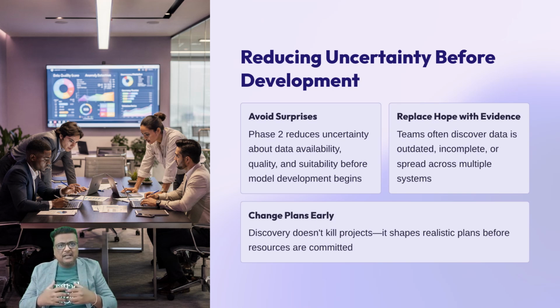The official study guide tells us that phase 2 exists to reduce uncertainty about data availability, data quality, and data suitability before model development begins. In simple English, this means we are trying to avoid surprises later. You might have seen teams say, we have tons of data, and then 3 weeks later, realize the data is outdated, incomplete, or spread across 10 systems.